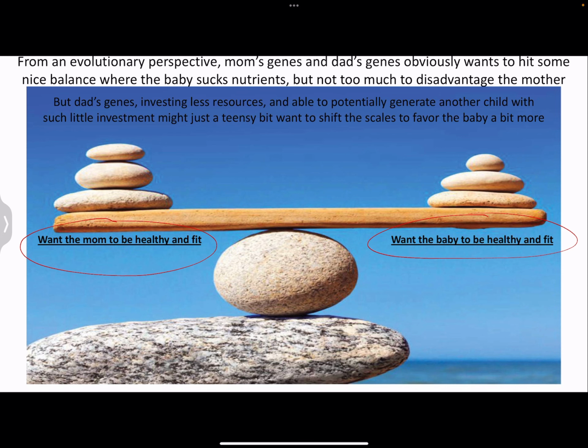But for the dad's genes, there's actually a fair amount less investment of resources, and his ability to generate another child is fairly easy. So it might just be this tiny little crumb more in favor of stealing nutrients from mom at her detriment, to the baby's benefit. And so we actually have this misalignment of incentive. This is really the entire idea behind imprinting.